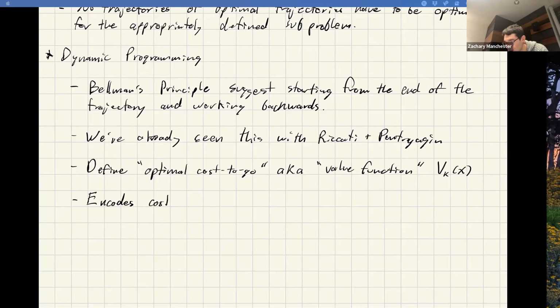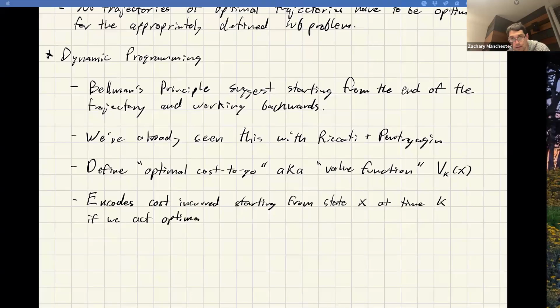So this encodes the cost incurred starting from state x at time k if we act optimally from there on out.